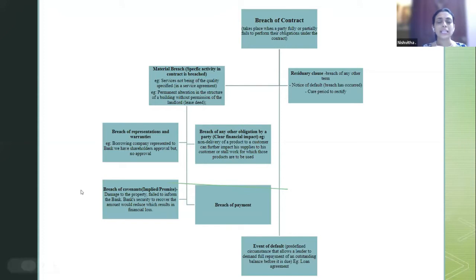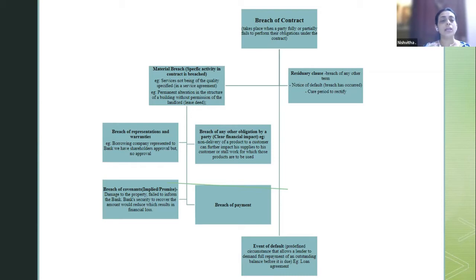Anything that is so specific about the supply or service, when I don't take care of it, amounts to breach. Next is breach of representation and warranty. As we discussed in the earlier class, representation is a statement by which another person has entered into a contract. Otherwise, the person wouldn't have entered at all. If I went ahead and made a misrepresentation, then it amounts to breach.